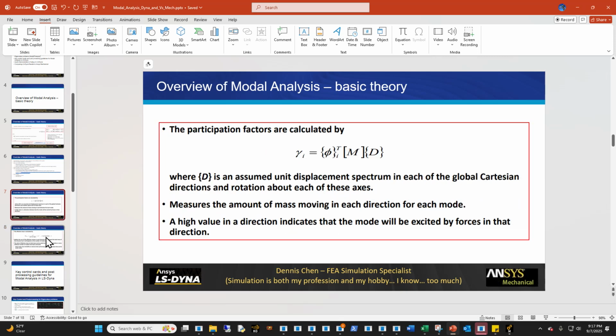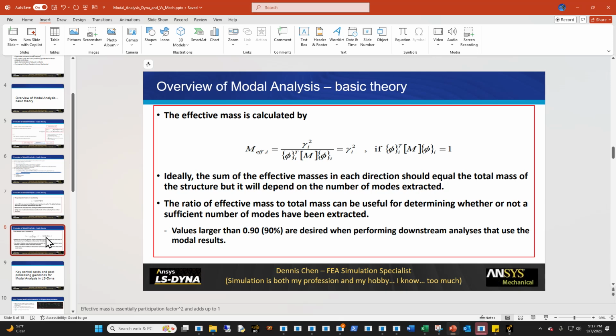in a very simple cantilever beam problem. The effective mass is essentially the square of your participation factor. These two things are pretty commonly used together, but effective mass has the added benefit that it adds up to one. So if you want to know how much of your system's total mass you have captured in a modal analysis for a mode superposition analysis, this is where you look at the effective mass. That's very useful to know, for example, if you want to do a mode superposition harmonic, mode superposition random vibration, or shock response spectrum analysis.